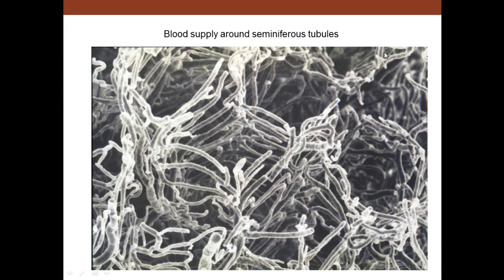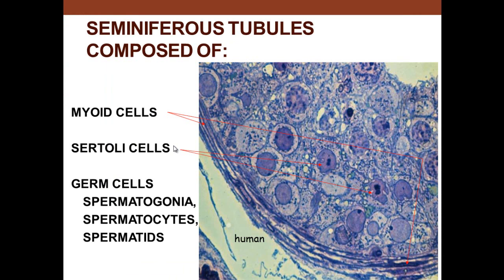back in this system. Now, around each of these seminiferous tubules, you have blood vessels, and you can see a cast of those blood vessels that surrounds the tubules. Now, the seminiferous tubules are the main players that produce the exocrine function of the testis. And they're composed of three cells.